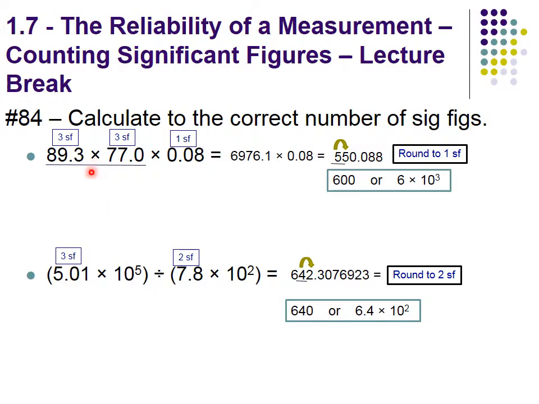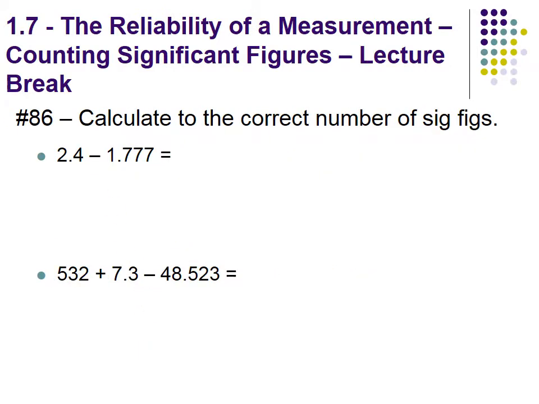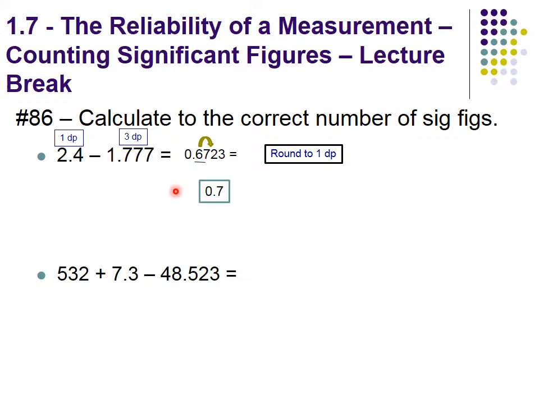So addition and subtraction is next. And when we're doing addition and subtraction, now we're going to look at decimal places. So the question says to calculate the correct number of sig figs. So we do our subtraction. That's what our calculator tells us. We have 1 decimal place. We have 3 decimal places. So our answer is going to round to 1 decimal place. So we underline where we're going to stop it. That's the first decimal place. That's where we're going to stop it. We look behind it. Because it's a 7, it will round up. And we get 0.7.